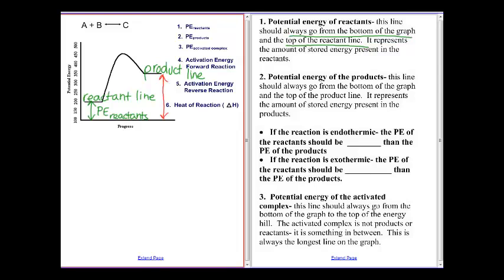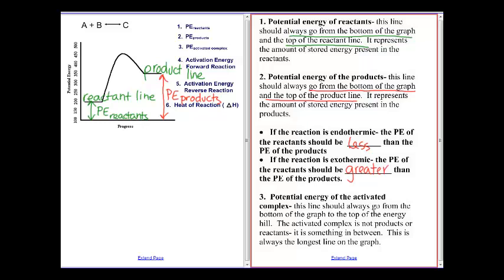Potential energy of your products. Again, it goes from the bottom of the graph to the top of the product line. So this is the PE of your products. Okay? Now, if the reaction is endothermic, the potential energy of the reactants is less than the products. Like your reactant line is shorter than your product line. But if it's exothermic, the PE of the reactants is greater than the PE of the products.